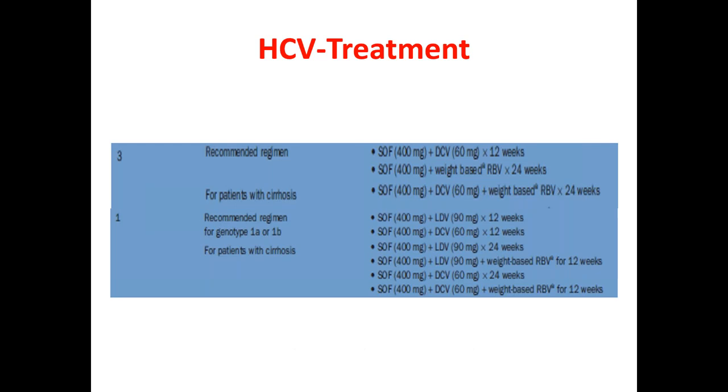This is a simple slide. How do you treat the patient? Now, the most common type of genotype at present is genotype 3 in India. Here, we give 12 weeks of therapy for persons not having cirrhosis, and 24 weeks of therapy for the persons who are having cirrhosis.